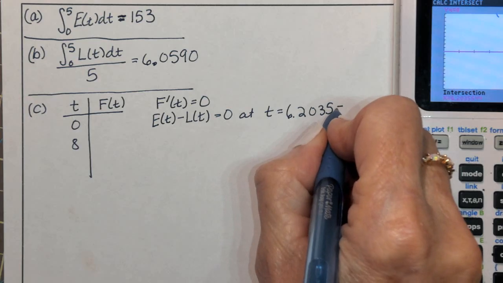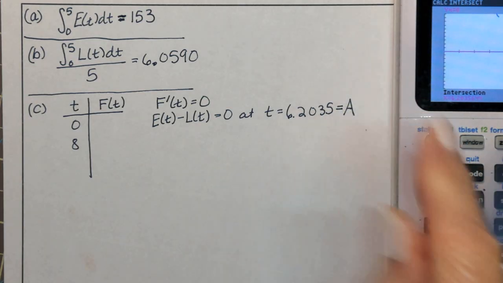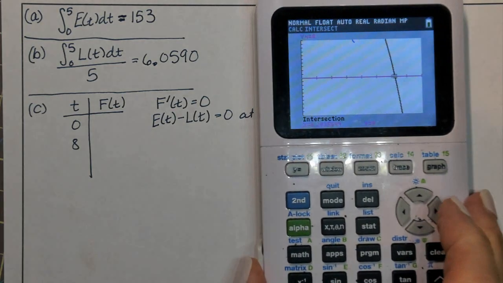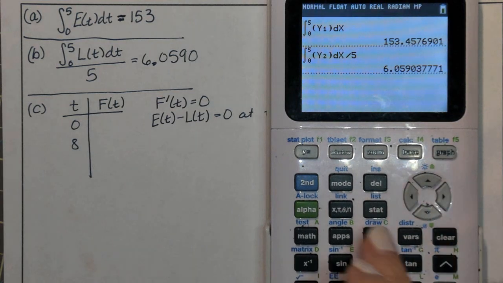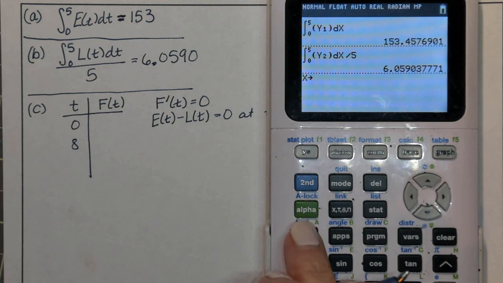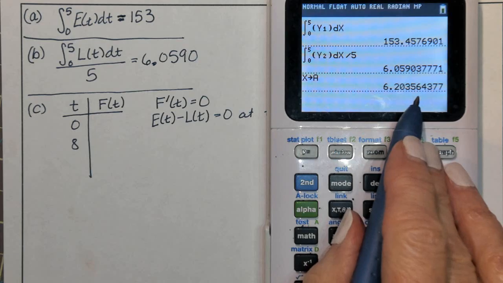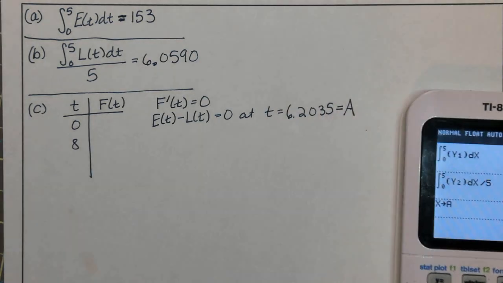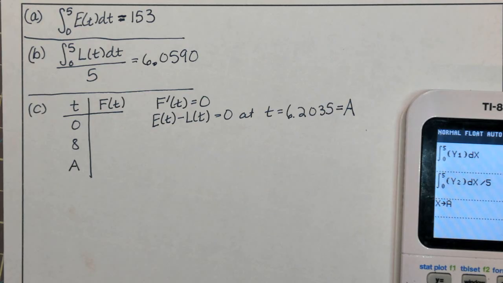And I am going to store that in for probably A. I'm not using A anywhere else, so I'm going to store that in for A. So second calc, take that x value and store it in for A. So now my calculator thinks that A is that number. Okay, and I'm going to put A over here. Alrighty.